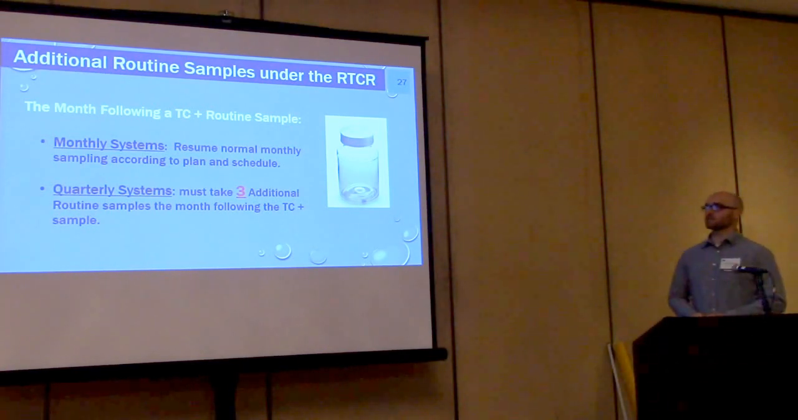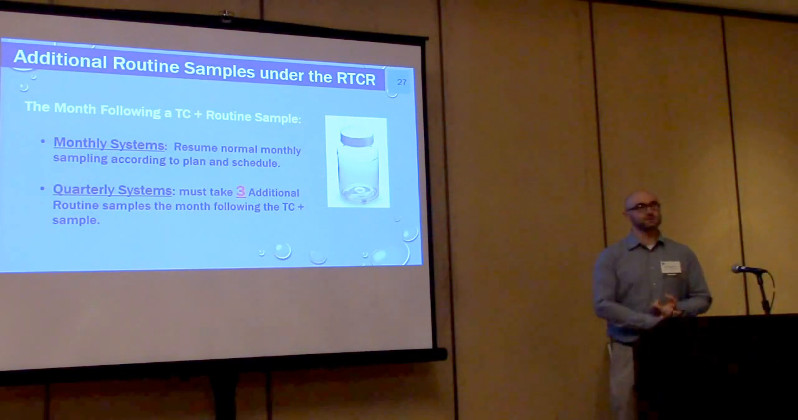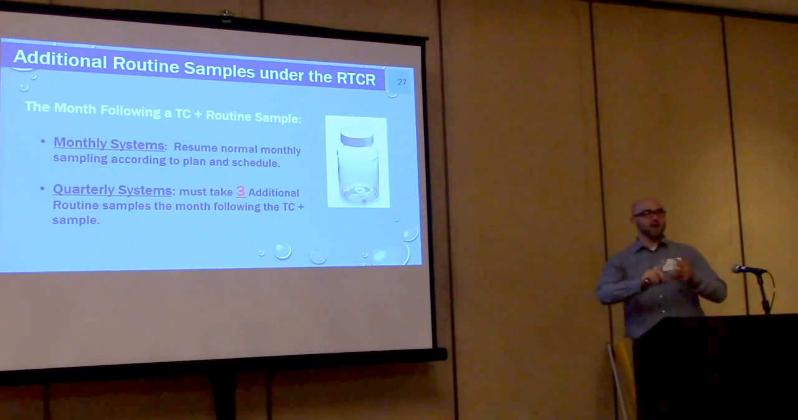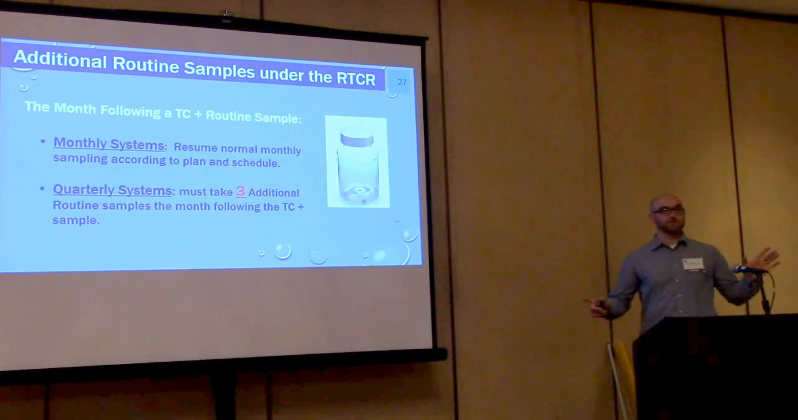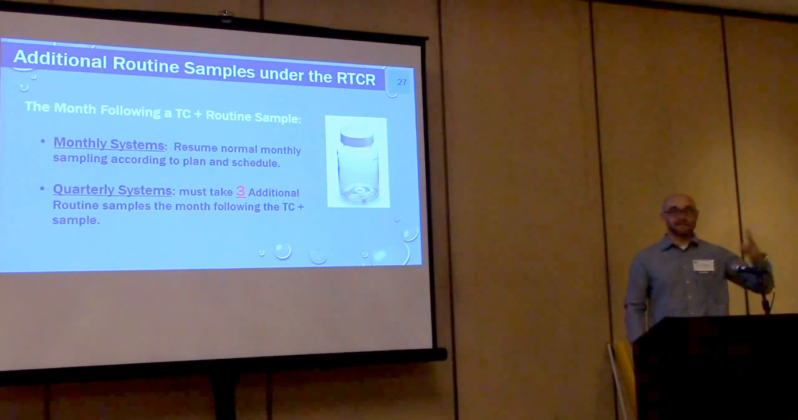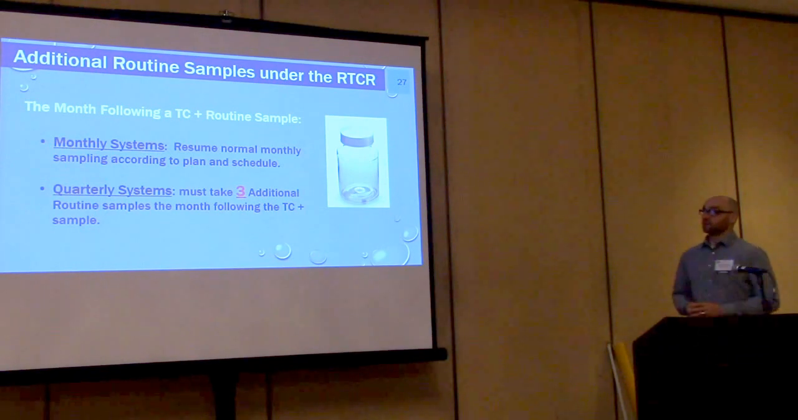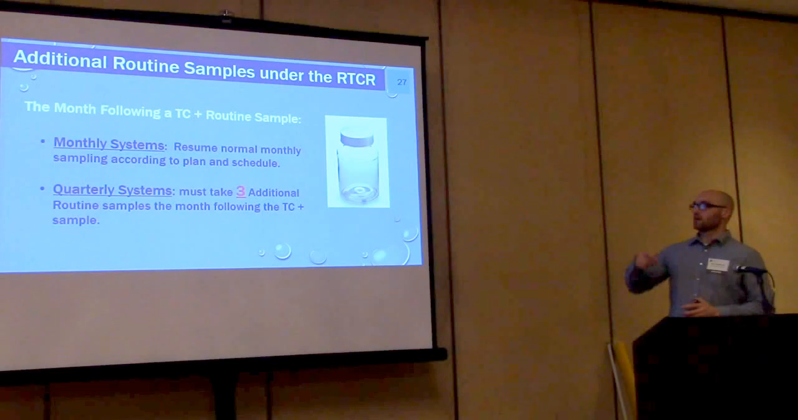So monthly systems, after the month after a positive sample. You take your sample, you take your routine, it's positive. You take your repeats, you may trigger an assessment or not, whatever. The next month, you take your required number of samples. So if you sample once a month, the next month you take 1 sample. If you take the sample 3 times a month, the next month you sample 3 times. That 5 goes away.